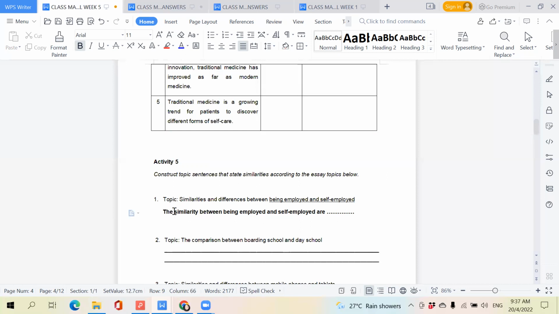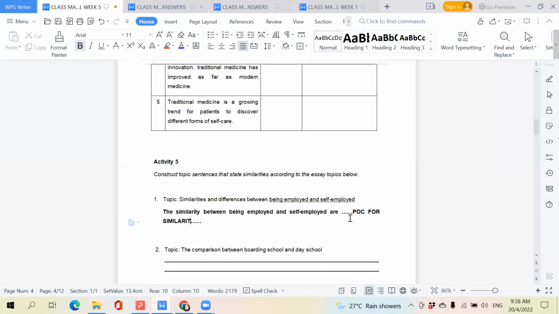Okay, so you have the signal word for similarity there, and then you have the topic, being employed and self-employed, and then the dot dot dot part is your POC. So go and find out what your POC is. All right, I don't want to just write things here because this is not something that I can just cook up or make up. This is something that you have to do research on. So anyway, this is your POC for similarity. I'll just write it here so that you can see clearly. Similarity done. Okay, all right.